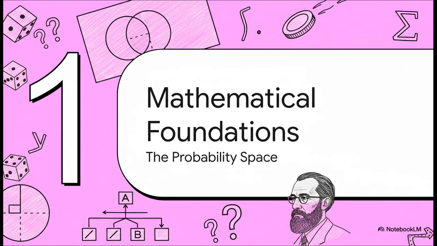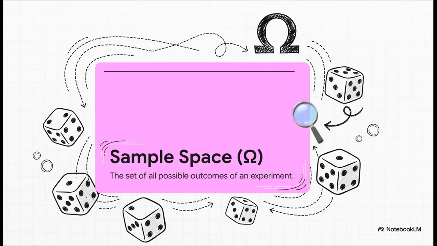Okay, so if we're going to treat probability with real mathematical seriousness, we need a solid foundation. And that foundation was laid down way back in 1933 by the Russian mathematician Andrey Kolmogorov. His system of axioms is still, to this day, the absolute bedrock of the entire field. First things first, we have to define the entire universe of what could happen. We call this the sample space, or just omega.